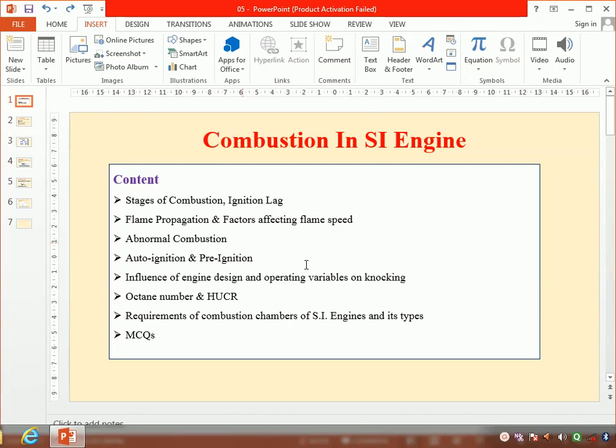variables on knocking, fuel rating, that is octane number and HUCR, requirements of combustion chamber in SI engine with different types, and lastly I will share with you multiple choice questions.